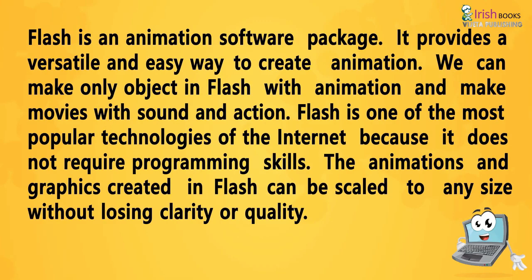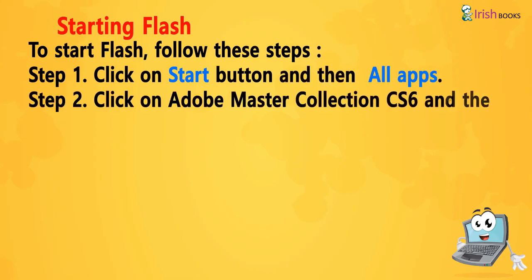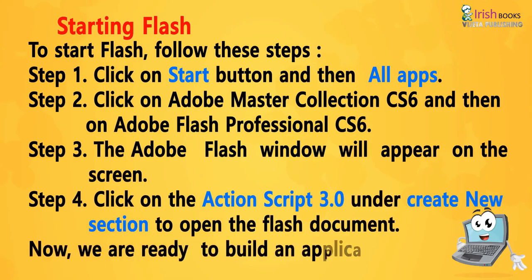Starting Flash. To start Flash, follow these steps. Step 1. Click on Start button and then All Apps. Step 2. Click on Adobe Master Collection CS6 and then on Adobe Flash Professional CS6. Step 3. The Adobe Flash window will appear on the screen. Step 4. Click on the ActionScript 3.0 under Create New section to open the Flash document. Now, we are ready to build an application in Flash.